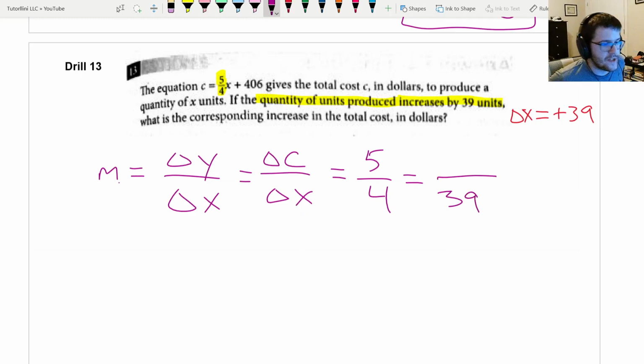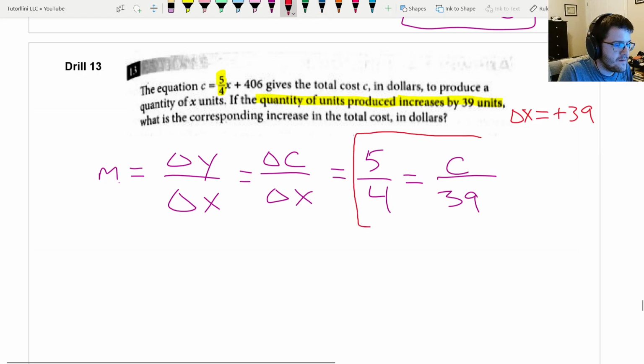If they said it decreases by 39, we would put negative 39. Okay, what is the corresponding increase in total cost? So it wants to know delta C. I know I'm using a lot of C's and X's. Why don't I call this C for change, not for cost? All right, so let's look at this now.